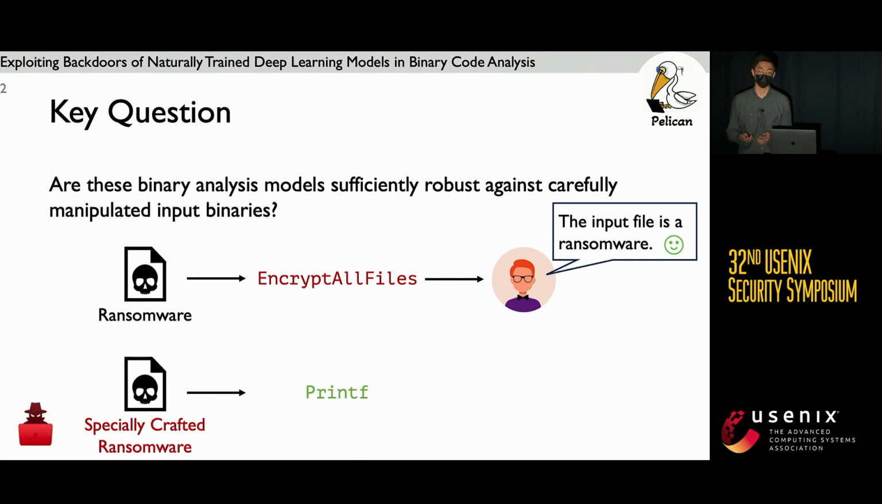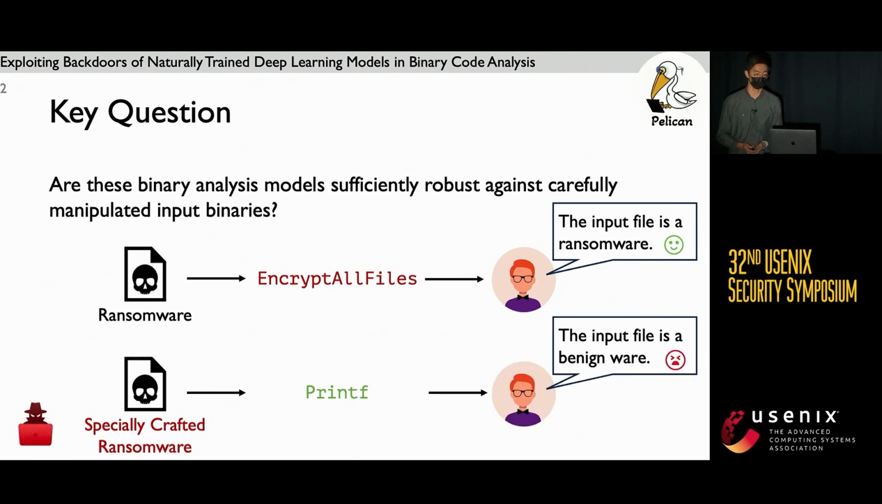However, if the ransomware author is able to modify the code but retain the functionality of the ransomware, such a modification will make the model predict a wrong name, for example, printf. Such misleading information will confuse the malware analyst. He may think this input file is a benign one, which is something we do not want.